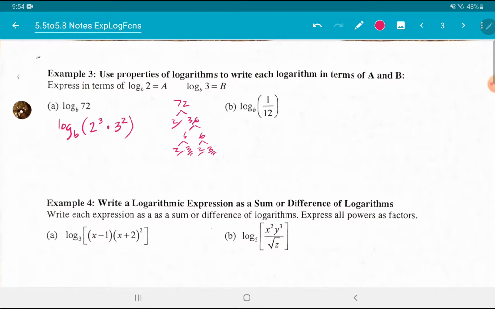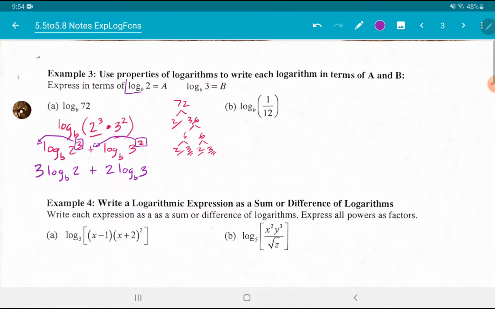This is the same thing. If you're multiplying two values, this is the same thing as saying log base b of 2 cubed plus log base b of 3 squared. Another property of logs says that we can take those exponents and bring them over as coefficients of our logs. So now what we have is 3 log base b of 2 plus 2 log base b of 3.